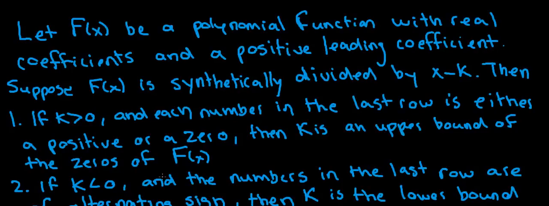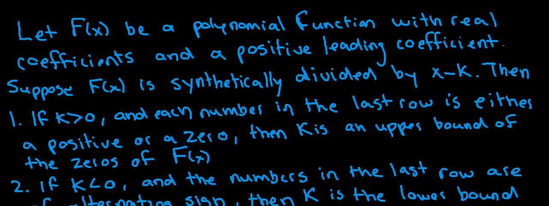Bounds are going to help us reduce the amount of work we have to do when dealing with our rational zeros theorem. A polynomial is said to have an upper bound when there are no zeros that are greater than that number, and it's said to have a lower bound when it has no zeros that are less than that number.